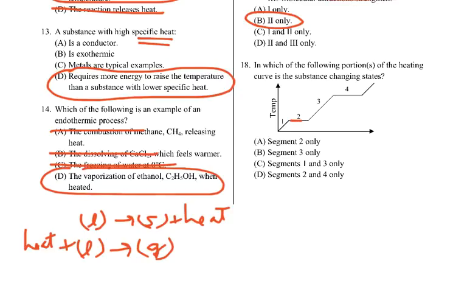For 18, which of the following portions of the heating curve is the substance changing state? Okay, we know that that happens at the little plateau areas. Either things are changing temperature or they're changing state. So it's segments 2 and 4 only. Answer D.